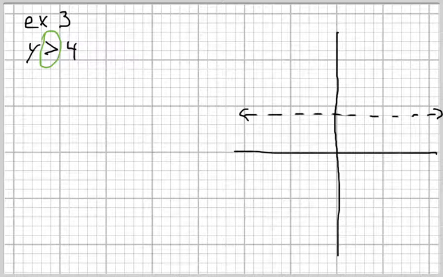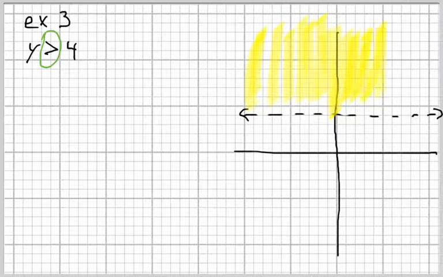Now what side are we going to shade? If I stand right here at my y-intercept, what values of y, what direction on the y-axis is going to be greater than the y that I'm standing at right now? That would be this side up here. So I would shade everything above that line.